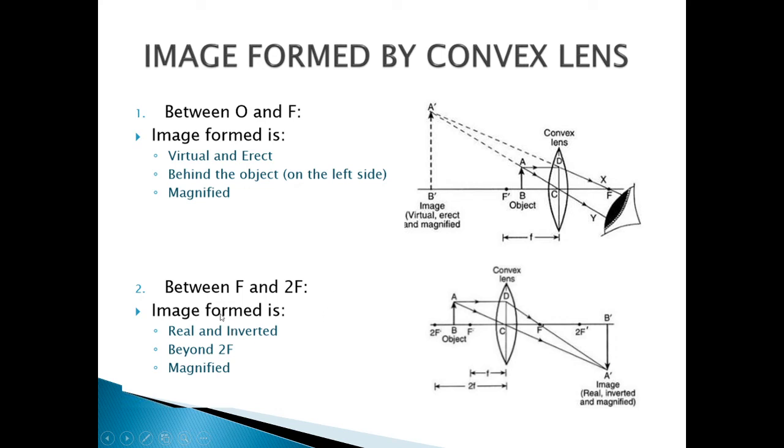And the next position is between F and 2F. When you keep an object between F and 2F, the first ray should pass straight through the focus. The second ray should pass through the optic center. So when both the rays meet, you will be getting an image beyond 2F, and the size of the image will be a bigger, magnified image. Since you can get it on a screen on the other side, it will be called a real and inverted image.